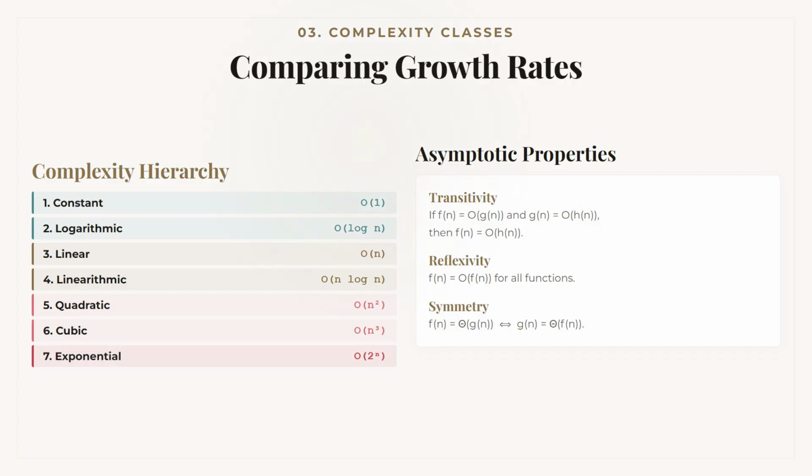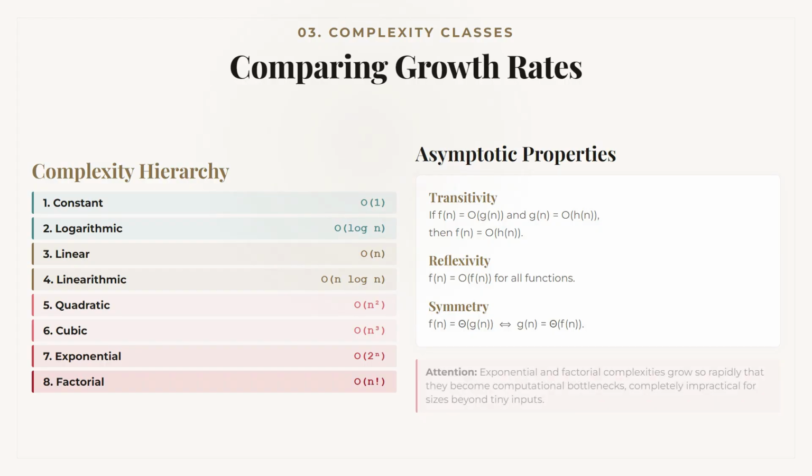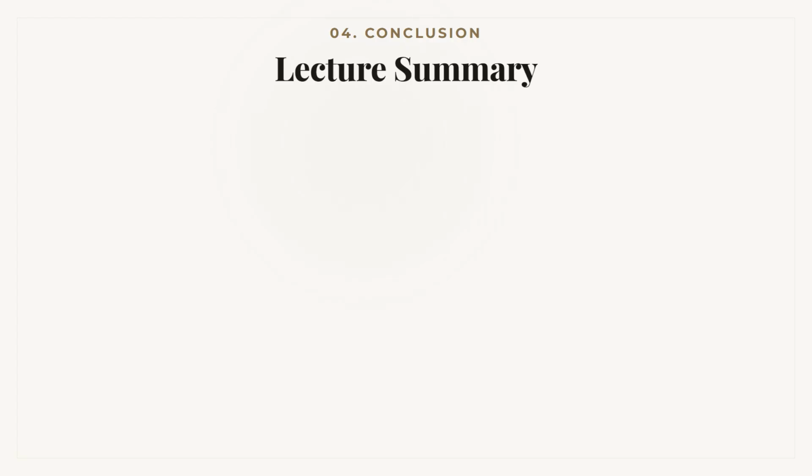Then cubic complexity, O of n cubed. After cubic complexity comes exponential complexity, O of 2 to the power n. Finally, factorial complexity, O of n factorial, which grows extremely rapidly and becomes impractical even for moderate input sizes. As input sizes become very large, algorithms with lower growth rates are significantly more efficient than algorithms with higher growth rates.